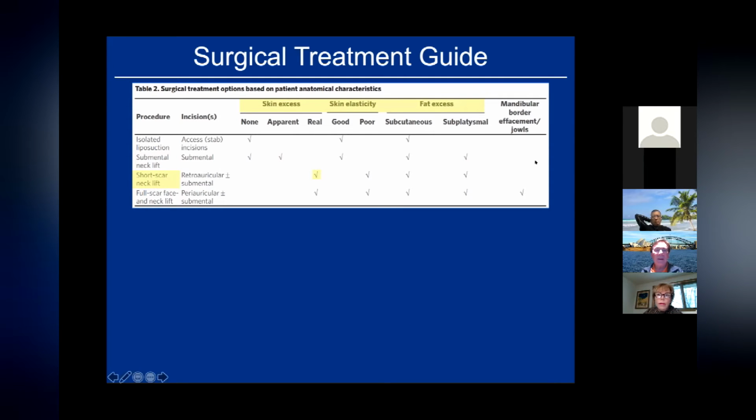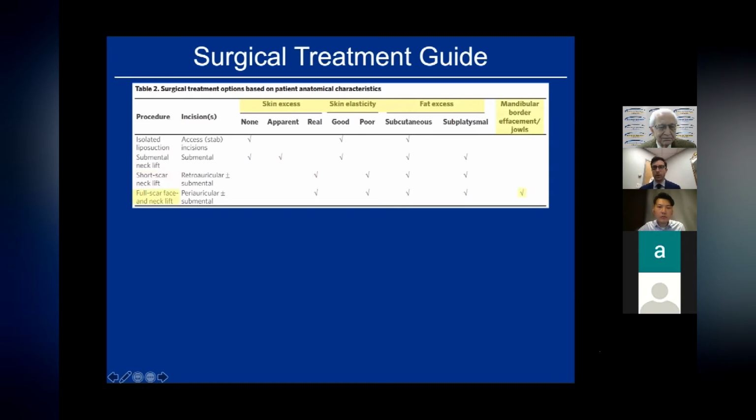Lastly, once a patient develops jowls, that's thought to be secondary to midfacial descent, and the patient may not be an ideal candidate for a neck lift procedure alone, and it should be discussed and encouraged that the patient undergoes a simultaneous facelift with the neck lift.